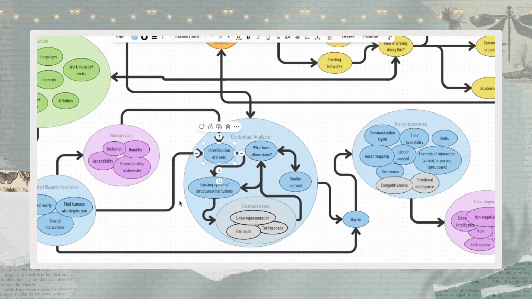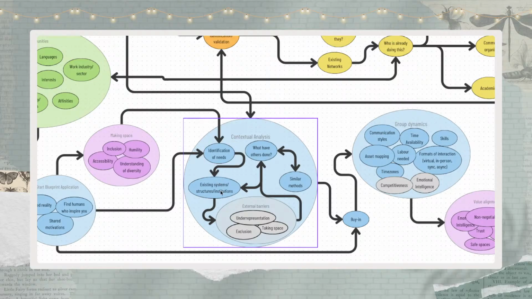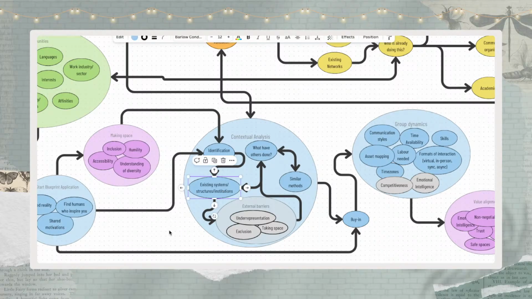we need to be able to identify what the needs of the individuals and the group as a whole are, what existing systems and structures or institutions this group is operating under, what systems and structures are impacting this group, and as a result, what external barriers are created because of these existing systems and structures.